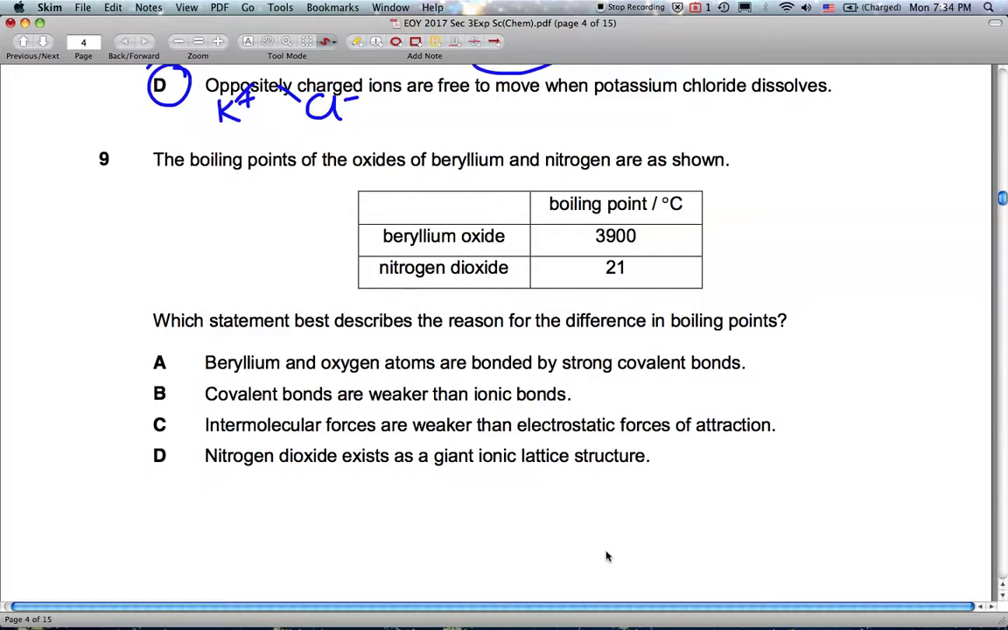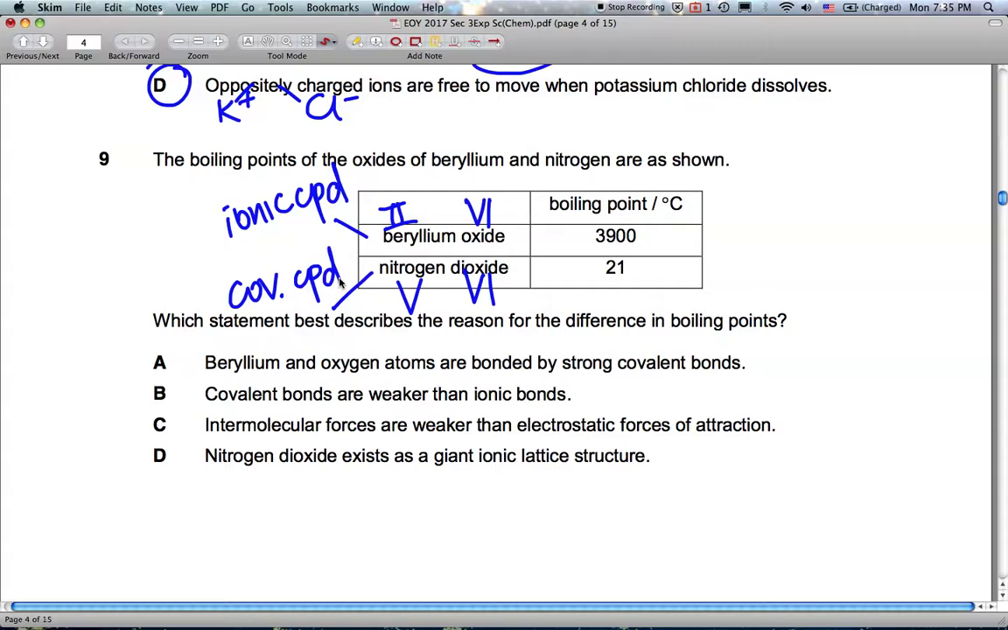Our next question, question number 9, says that the boiling points of the oxides of beryllium and nitrogen are shown. We notice that beryllium oxide has a very high boiling point, and beryllium is in group 2, and this is a group 6 element. Therefore, we know that metals and non-metals react together to form ionic compounds, right? Whereas for nitrogen dioxide, nitrogen is group 5, oxygen is in group 6, so non-metal reacts with non-metal to form a covalent compound.